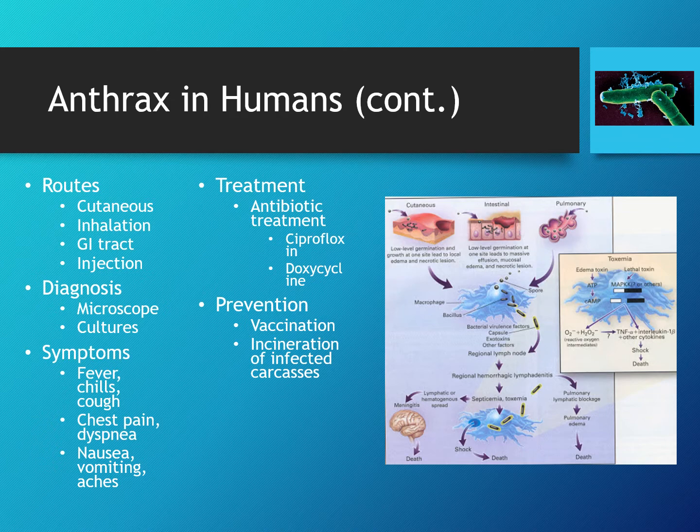Now, the GI tract is another way that individuals could ingest the bacteria, and this is through undercooked or uncooked meat. And then the bacteria penetrates the mucosal tissue, and it gets into the bloodstream that way. And we rarely see this in the United States, but it has a 60% survival rate with treatment and about a 50% survival rate without treatment.